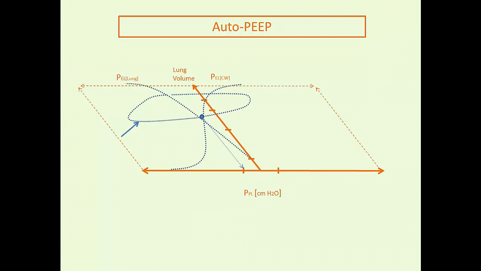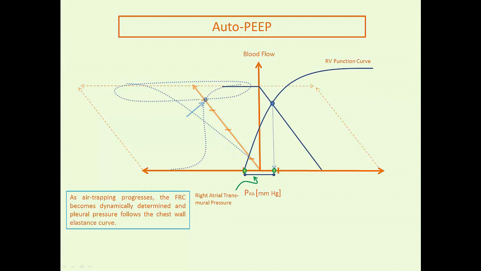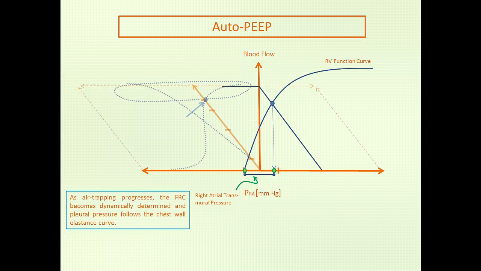Well, that's functional residual capacity, that's inspiration, that's expiration, and this occurs over and over again, and then the patient begins to move up the chest wall elastance curve like we talked about at the beginning of this section, and they breathe at a higher volume, and FRC is dynamically determined. And this has a number of effects on the cardiovascular system. Firstly, the right heart is shifted rightwards, and that follows the change in intrathoracic pressure.